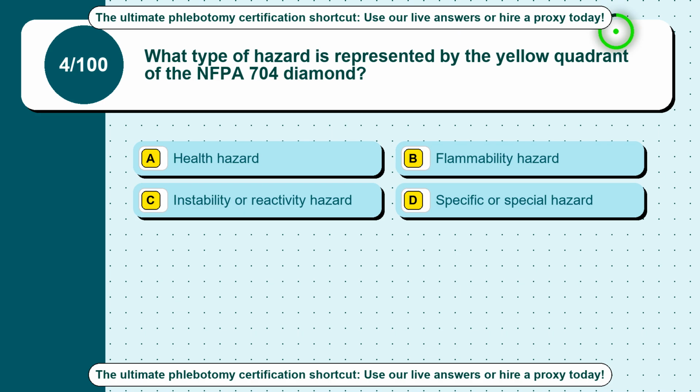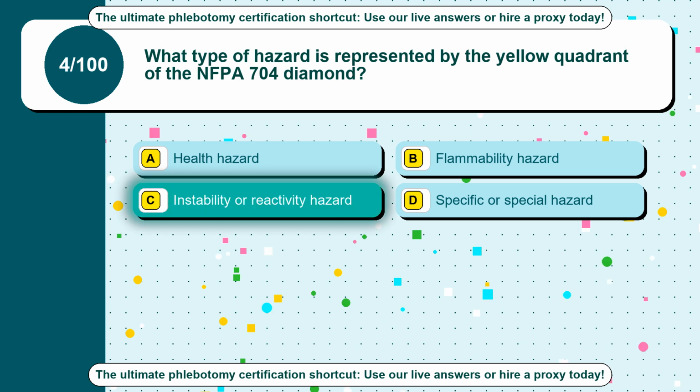Question 4. What type of hazard is represented by the yellow quadrant of the NFPA 704 diamond? Option A. Health hazard. Option B. Flammability hazard. Option C. Instability or reactivity hazard. Option D. Specific or special hazard. The correct answer is option C.